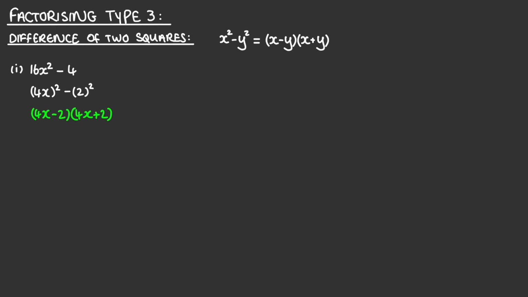If we want to check our answer, we can multiply 4x by 4x, 4x by 2, minus 2 by 4x, and minus 2 by 2. This would leave us with 16x squared plus 8x minus 8x minus 4, which simplifies to 16x squared minus 4. Since factorising is the reverse process of expanding out brackets, 16x squared minus 4 should equal the original expression that we started off with. And that's how we know that we are correct.